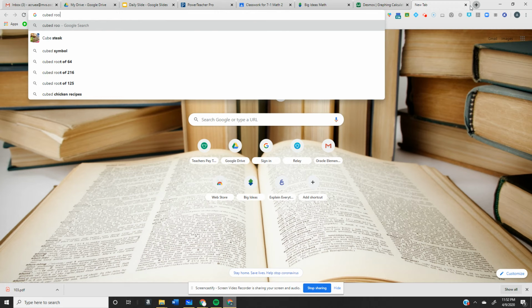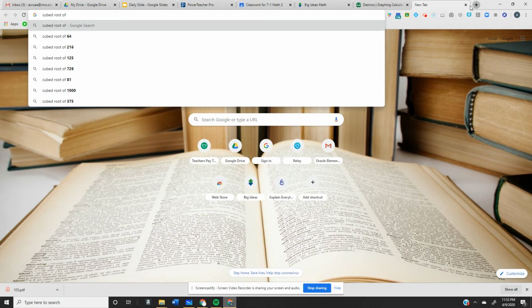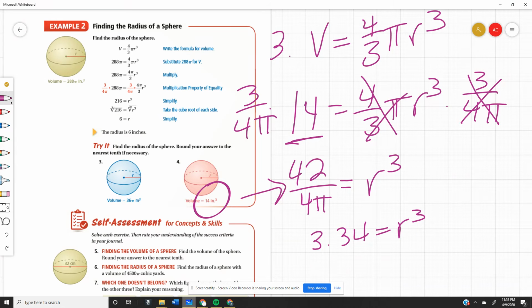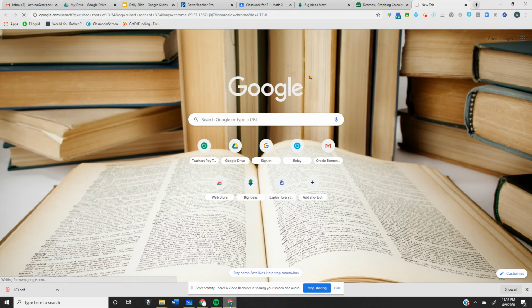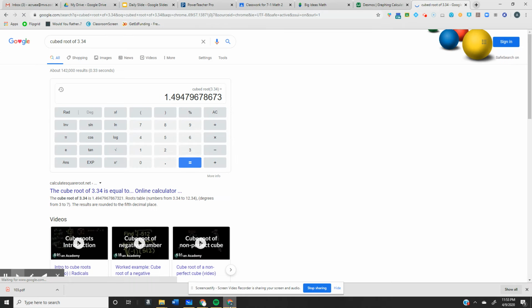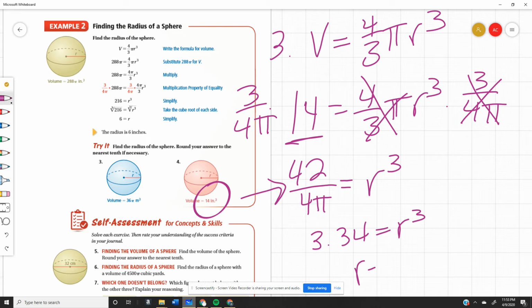I can spell. Cubed root of, what was our thing over here? 3.34. Sometimes good old Google just comes in for you, right? Sometimes you just gotta Google it. And you get 1.5. If we rounded it to 1.5, which luckily for Miss Cruey is the answer, it's approximately 1.5.